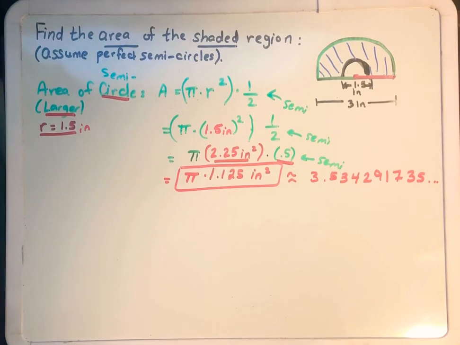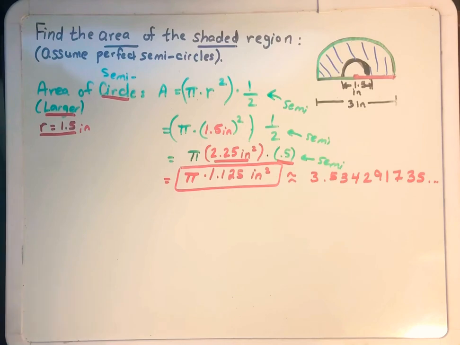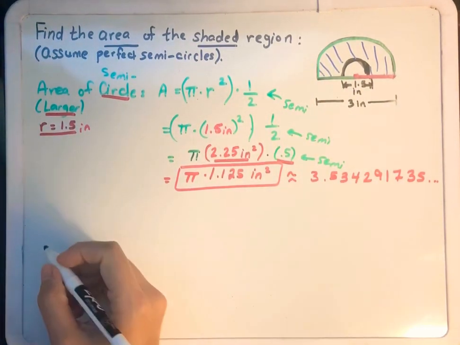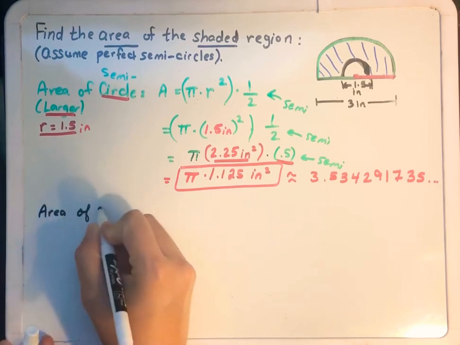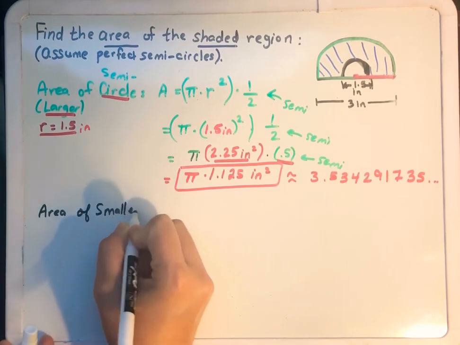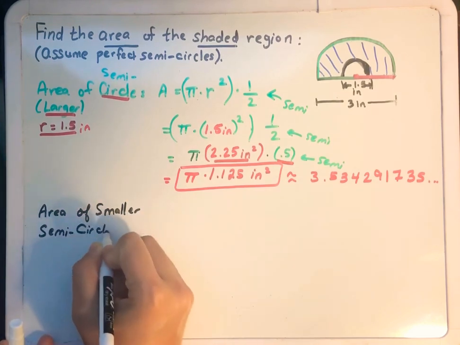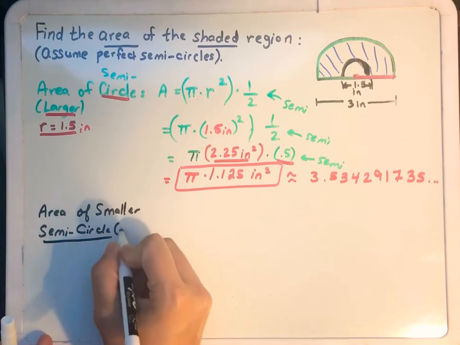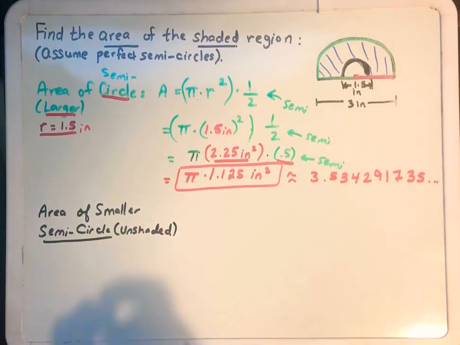Okay. Now what we'd like to do is only find the area of the shaded region. So to do that, we're going to need to subtract the smaller region here. So let's take a look at our smaller region. Area of our smaller semicircle. The unshaded one. That's who we would need to be subtracting.